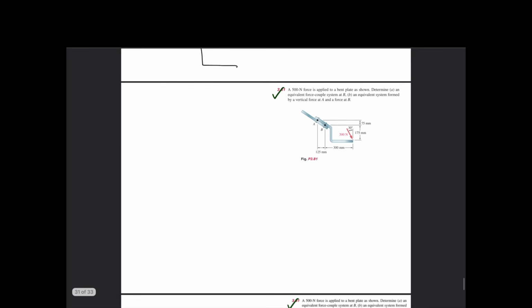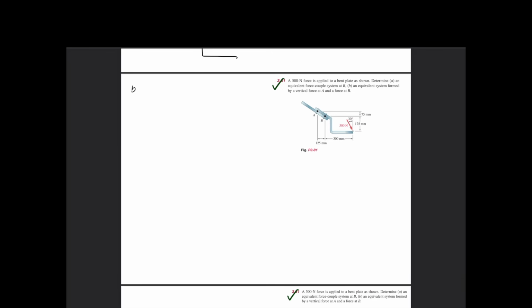So let's move to the other part of the question, which is question B. And here we are told that we should determine an equivalent system formed by a vertical force at A and a force at point B. So what we are simply to do is that, so A and B, we're going to have a force here, basically a vertical force, and another force at B.